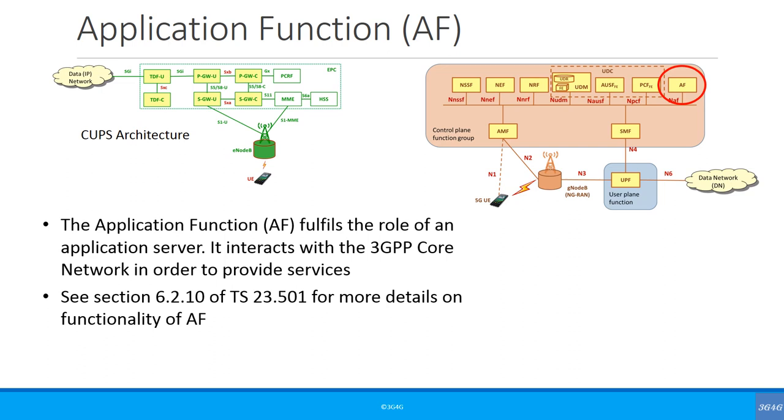Now, it needs to be remembered here that there could be trusted and untrusted application functions. Application functions that are considered to be trusted by the operator can be allowed to interact directly with relevant network functions, while the application functions not allowed by the operator to access the network functions directly shall use the external exposure framework via NEF to interact with the relevant network functions.